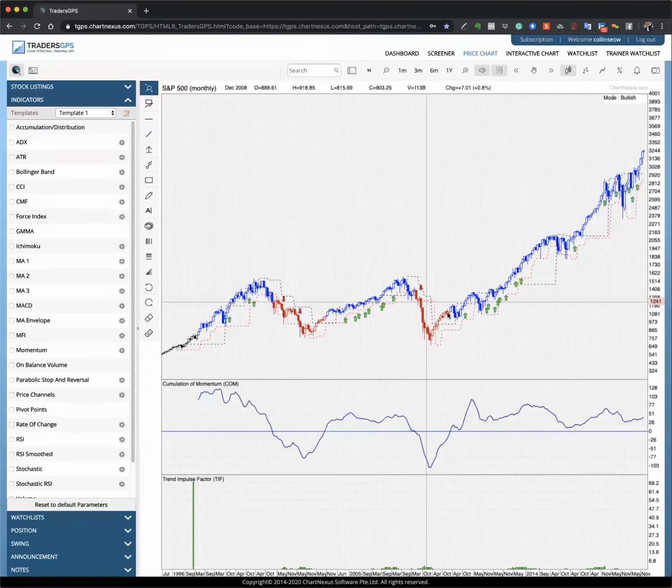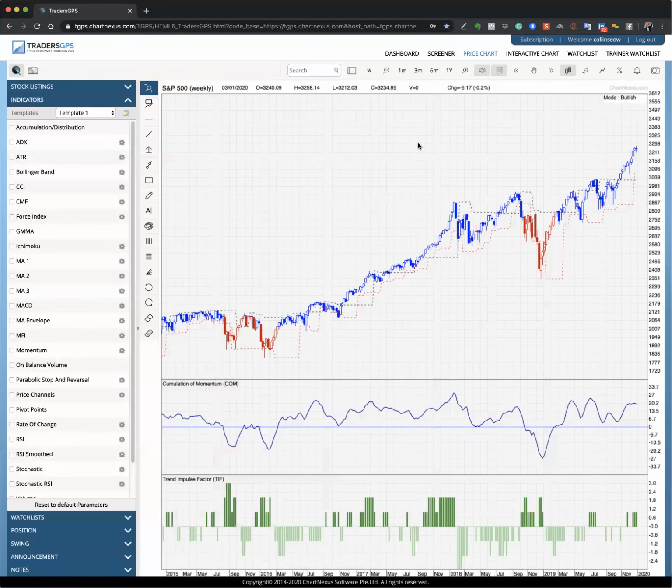For example, after the crisis time in 2010, we go long, and then we hold until now. This is for how long? Almost 9 years. Okay, 9 years using Trader GPS on the monthly chart, which we seldom use, right?